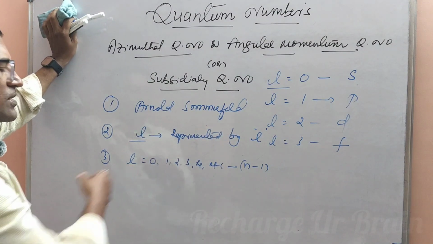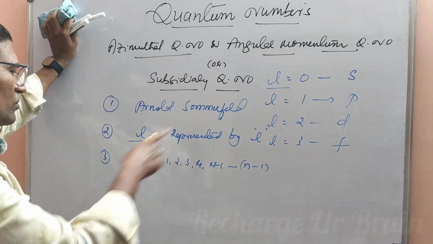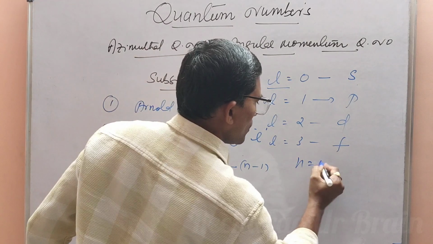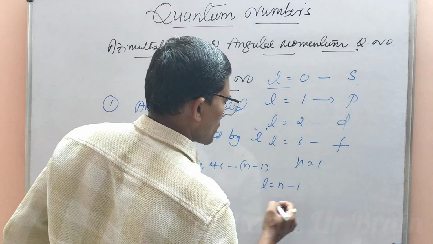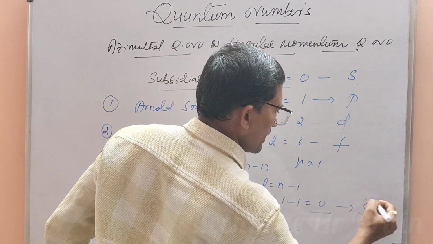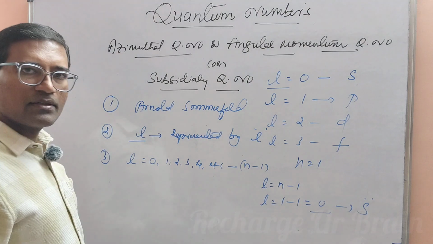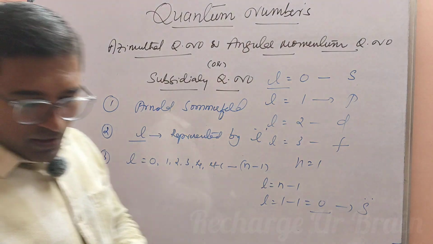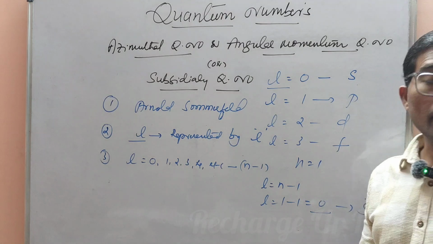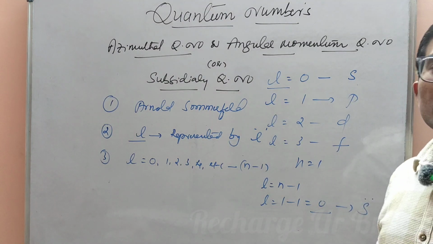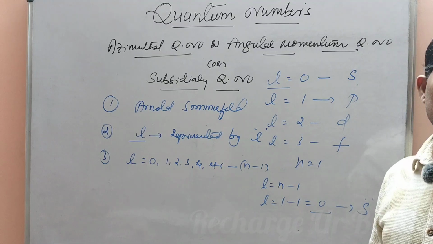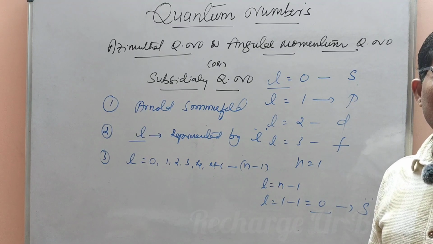If n is equal to 1, L is equal to 0. If n is equal to 2, L is equal to, now I will write that also. If n is equal to 1, if you substitute in the formula L is equal to n minus 1, L is equal to 1 minus 1, nothing but 0. The type of subshell is as I mentioned already here. So this azimuthal quantum number, or angular momentum quantum number, or subsidiary quantum number tells about the type of subshell. What type of subshell?